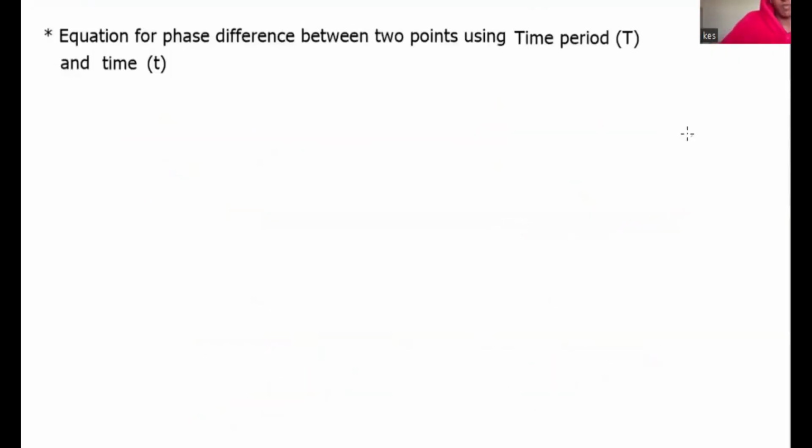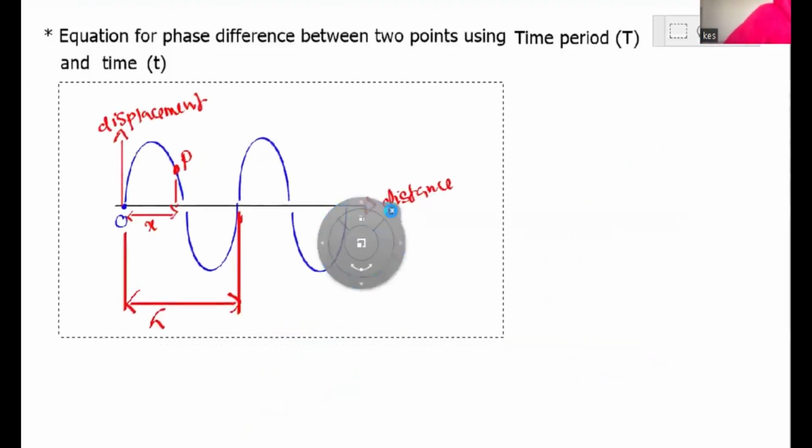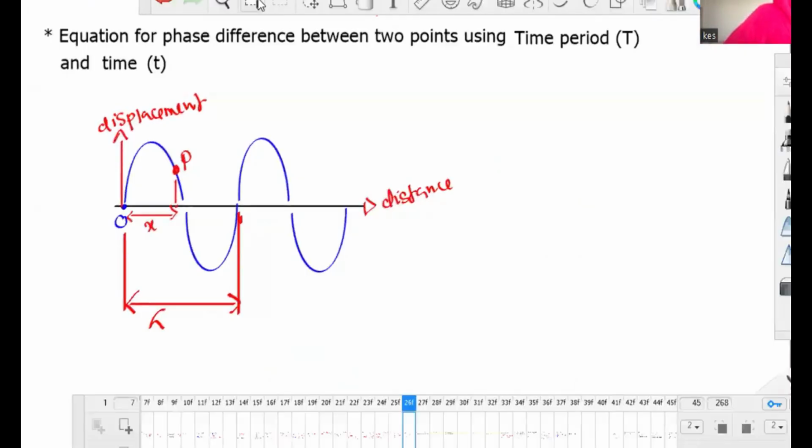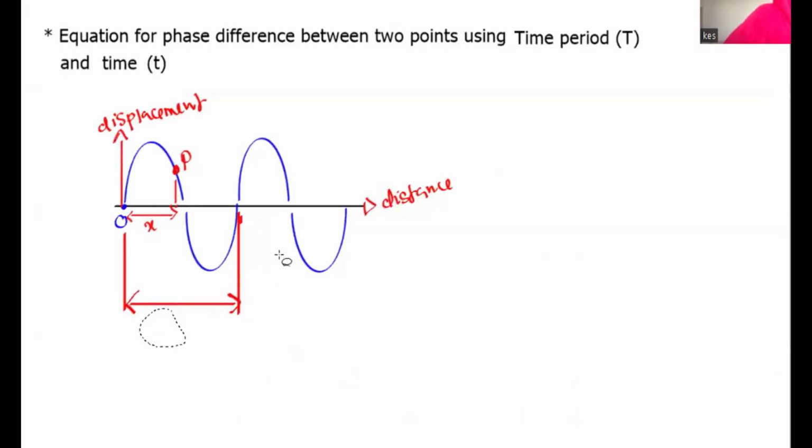Yes, sir. Next, the equation for phase difference between 2 points using time period, right? Here we have to use time period, before we used wavelength, right? This is the wave form or graph between displacement versus time of a certain wave. The time period is capital T and the time between O and P is small t.